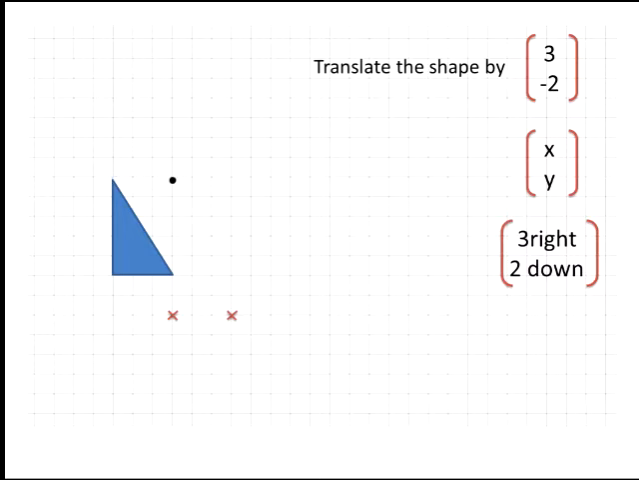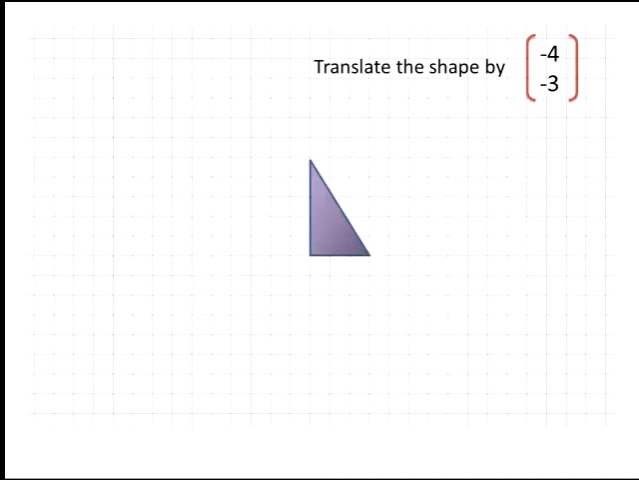You take your time with it. So many people get these wrong because they do the first point like this, and then they draw it here. That's not 3 right and 2 down, that's a lot more. And just think, watch, 3 right and 2 down.